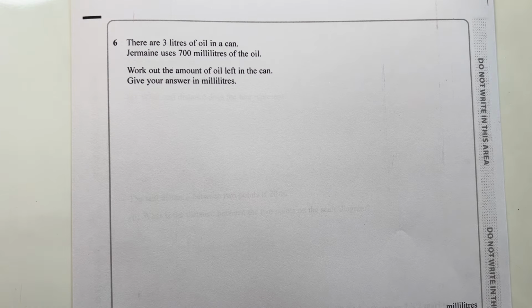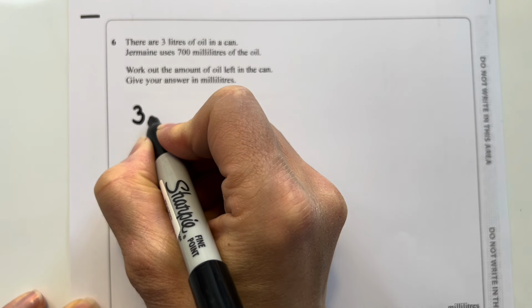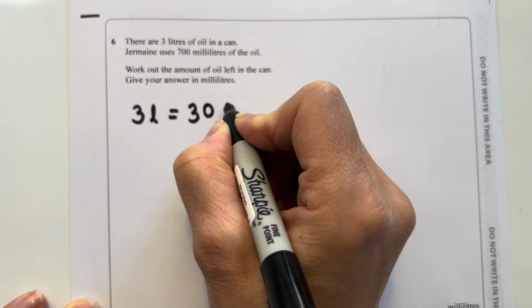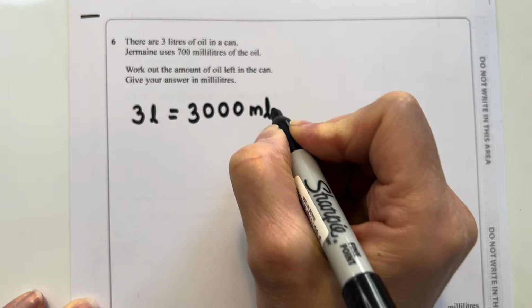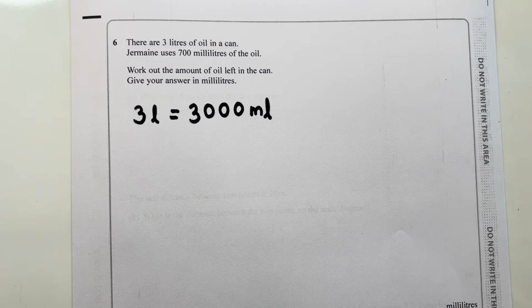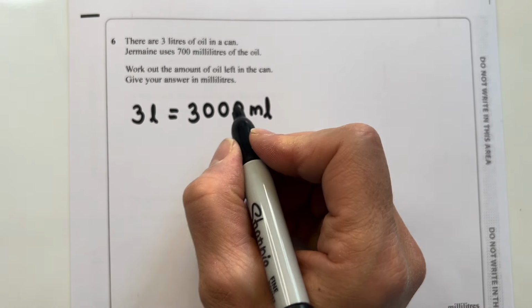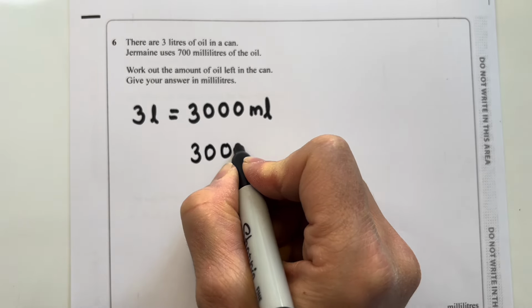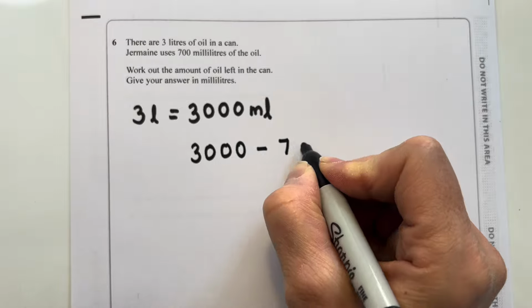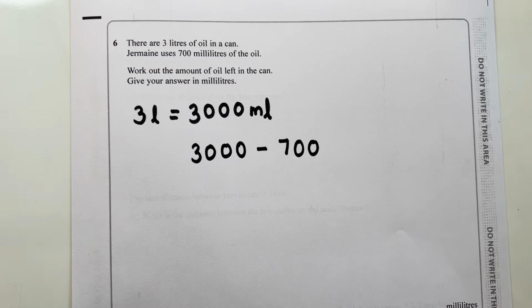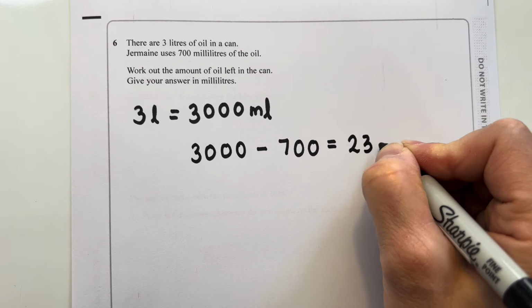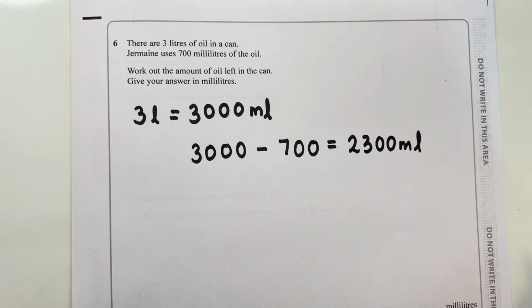Welcome back. So we're told we have 3 litres, which we know is the same as 3,000 millilitres. We're told that 700 millilitres of oil gets used, and so to find out how much is left, we need to take this 700 off the 3,000. And this will give us 2,300 millilitres.